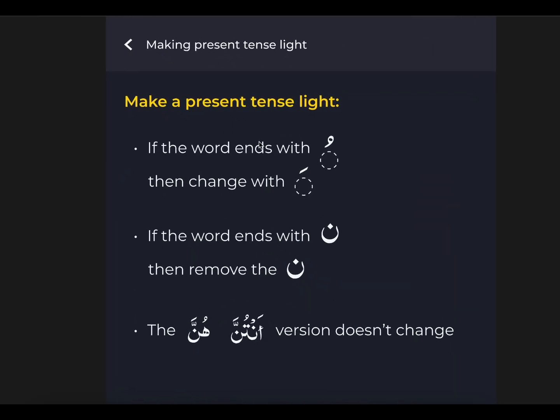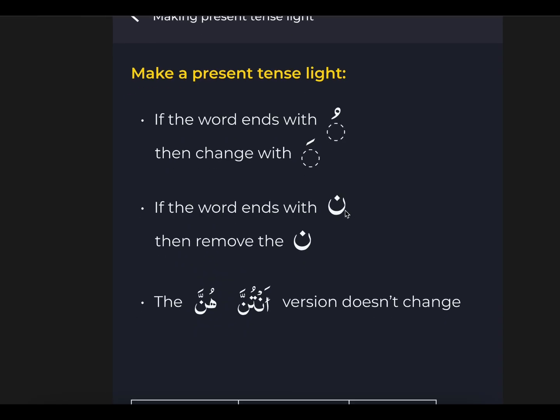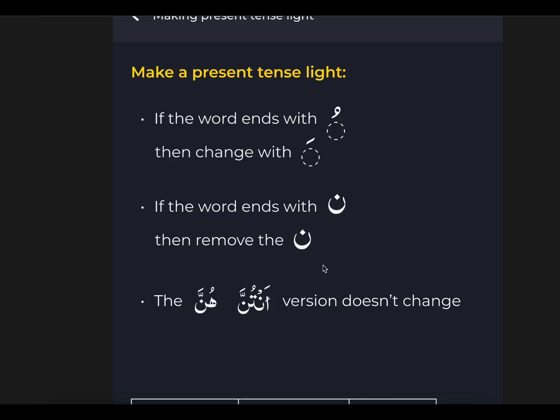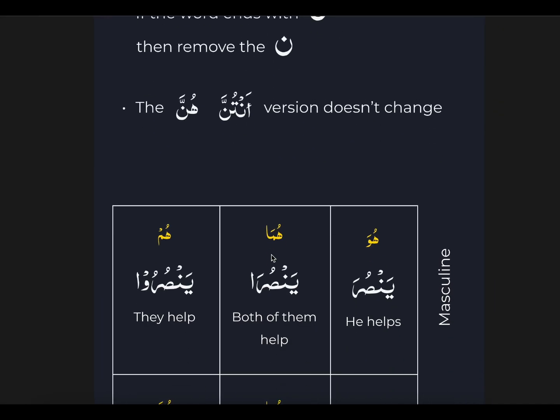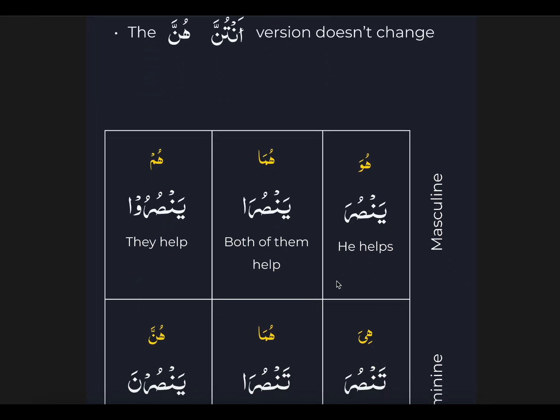So if the present tense word has a u ending, we get rid of the u and we replace it with a. But if it has a noon ending, then we just get rid of the noon. Then it becomes light. And this rule does not apply to the hunna and antunna versions. They don't change. Let's see the examples.